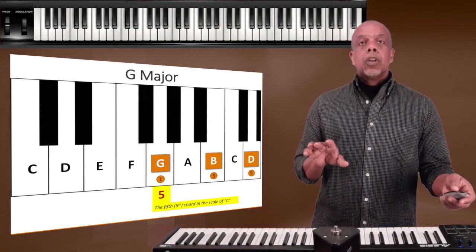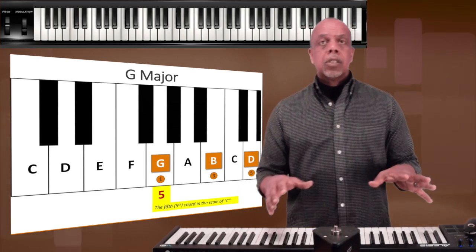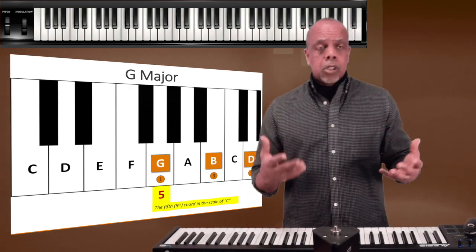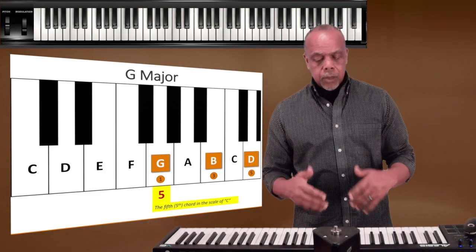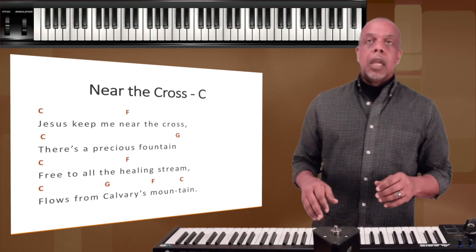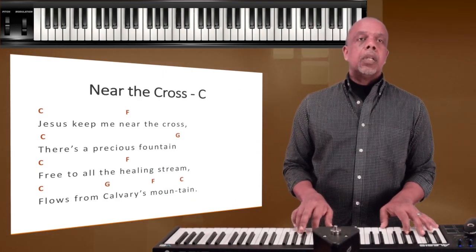Okay? Now we're going to take those 3 chords, and I'm just going to give you a song as an example. I'm not going to teach you how to play this song, but I want you to just listen to the song and the progression. If you recognize this, it's an old hymn, an old standard. Jesus, Keep Me Near the Cross. So it's in the key of C. So it starts on the 1.